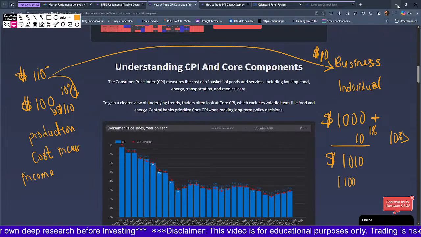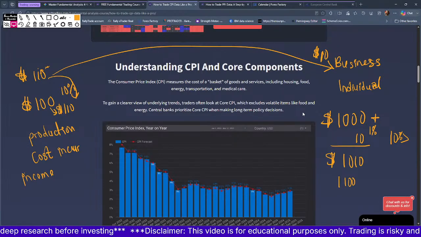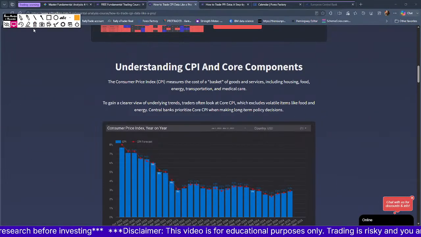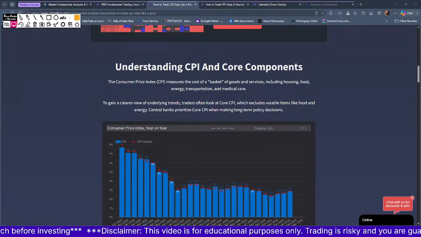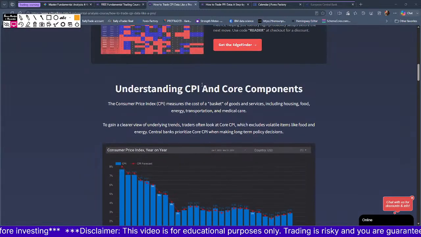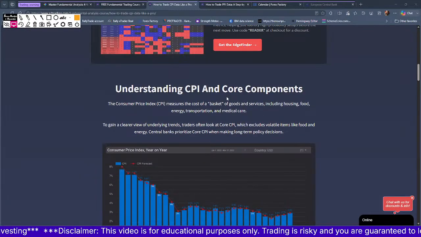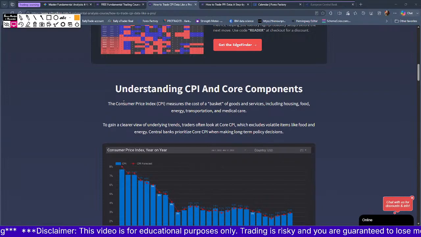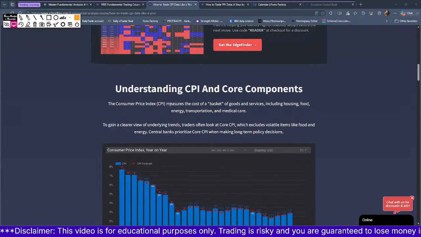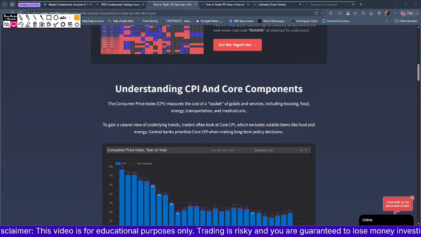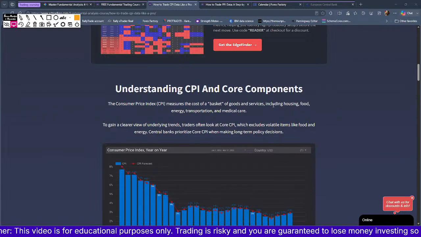So now you understand the logic behind the inflation rate and why the inflation rate exists in the first place. It's there to keep the economy running. Now understand CPI and core components. The CPI measures the cost of a basket of goods and services, including housing, food, energy, transportation, and medical care.